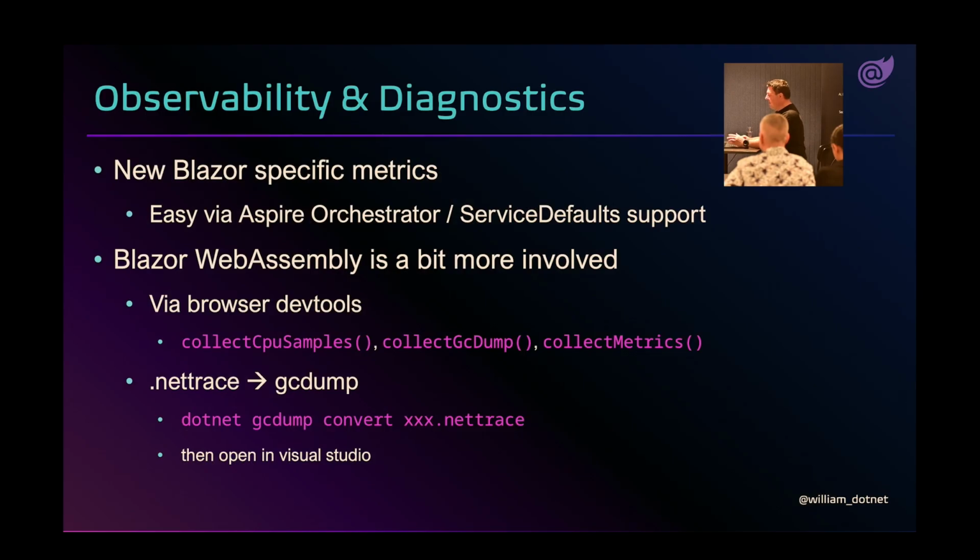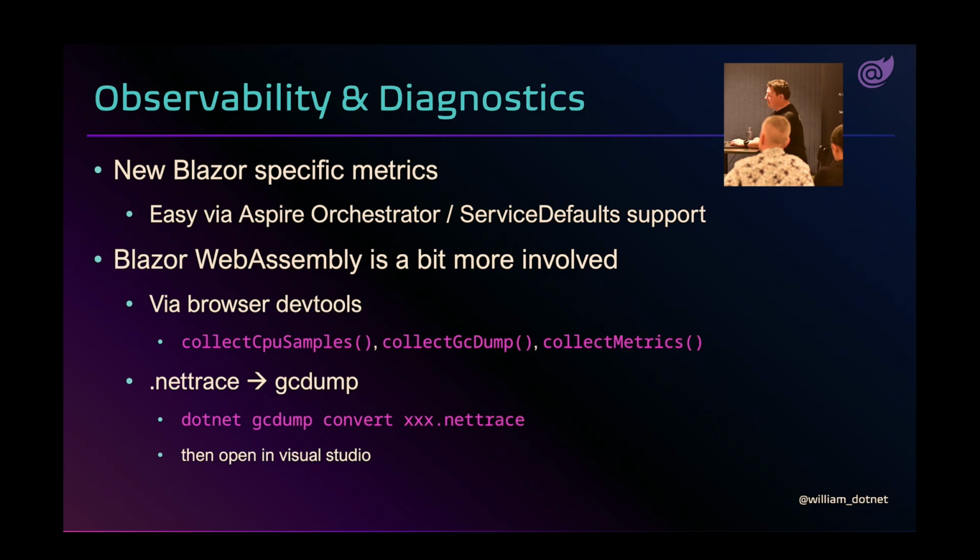The observability and diagnostics: there's a whole bunch of stuff in the metrics that are being published from the Blazor server app. If you want to do it for Blazor WebAssembly, it's a little bit more involved, some extra code you have to write to get it straight out of the browser. But if you use your dev tools, you can go and collect CPU samples and garbage collection dumps and all those other metrics, but you then also have to run it through some tools to open it directly in Visual Studio. I've never really needed to do that personally.